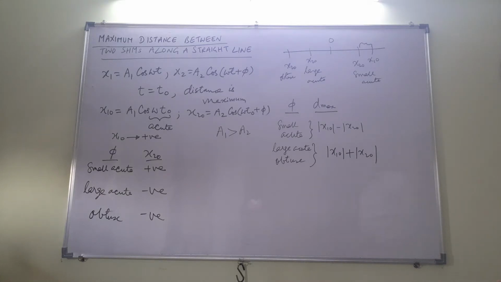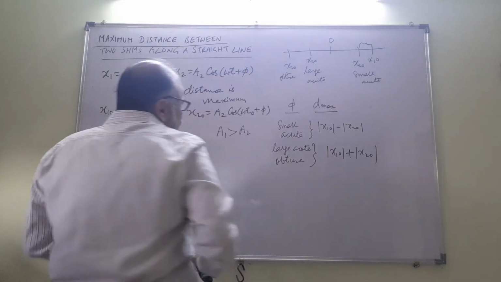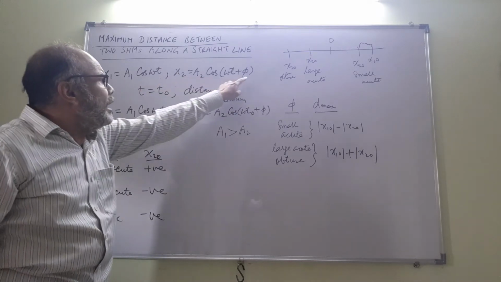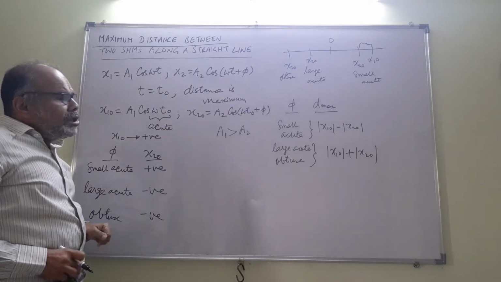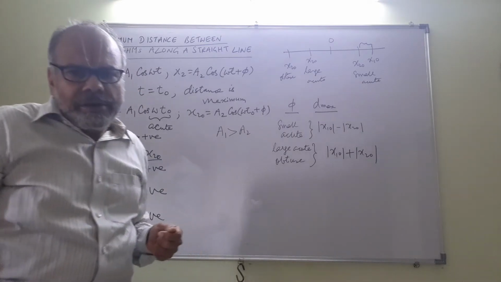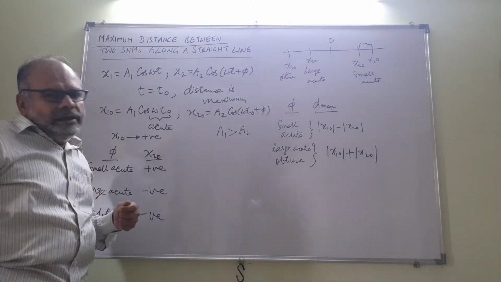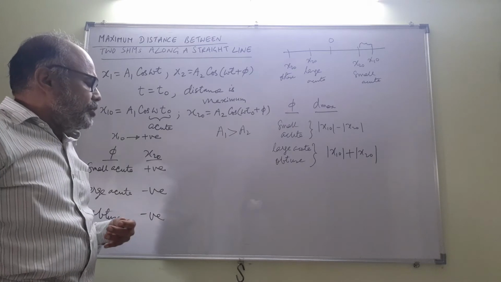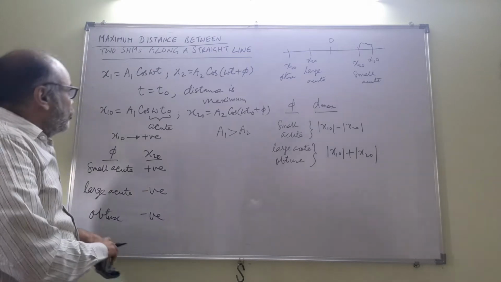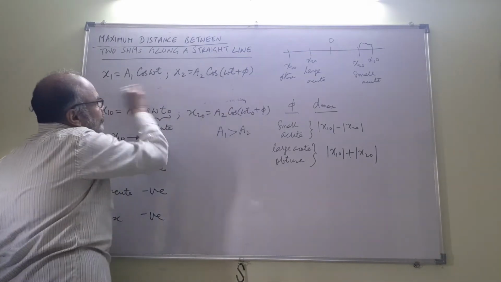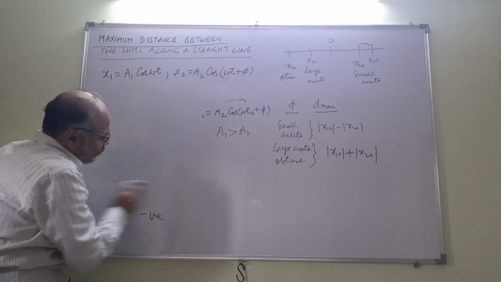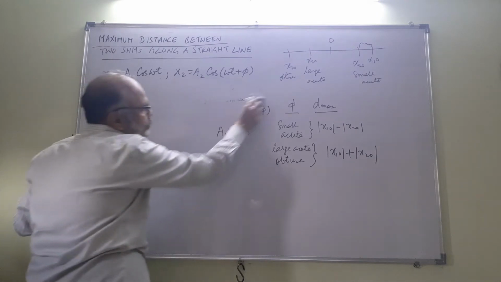Yes. So let us now see how we can find out what this Dmax is in terms of A1, A2 and phi. Now there are two approaches that we can follow. The first approach is the approach of calculus, and after that there is a very simpler approach which we shall talk about after we do the calculus approach. Let us say we have got the position x1 and the position x2 given by this.